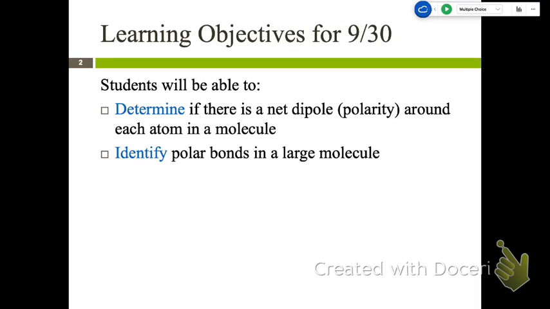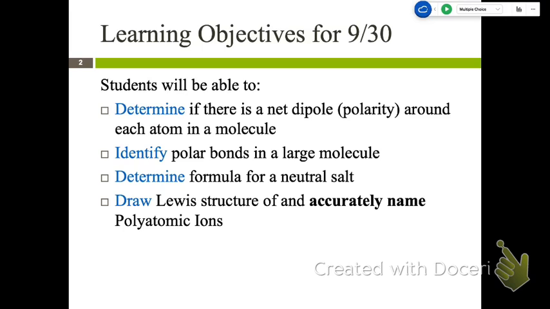All right. I want you also, this is what we're talking about, to determine the formula for a neutral salt, and then draw the Lewis structure for and accurately name the 15 polyatomic ions that are on that table. I believe your labs this week are also going to have you working on naming, so they're in synergy in the next week.